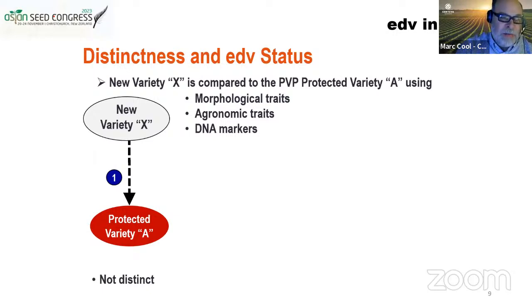To dive a little bit further into the difference between distinctness, which is a PVP attribute, and EDV status. So let's say there's a variety X being compared to a protected variety A. And obviously for EDV, we're talking about an essential derivation from a protected variety. If a variety isn't protected, it's a landrace or it's a public variety or it's out of PVP, then this whole discussion does not apply. But in the case of a protected variety A, that variety X can be compared to that variety using any number of different types of traits, such as morphological traits, agronomic traits, DNA markers, etc. In case 1, that variety X is seen to be exactly the same as variety A. So of course that variety X is not new, and this whole discussion doesn't apply either.